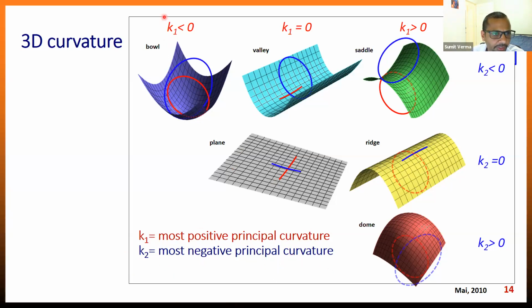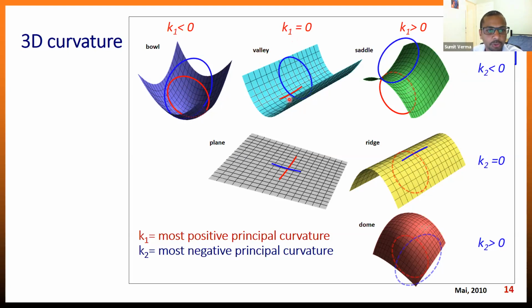So here for a bowl, both curvatures actually are going to be negative. So the one which has a higher negative value is our K2 here, and K1 will be a slightly lesser value. And for a valley, though the most negative curvature will show a higher magnitude, the K1 will be 0. That is along this thing.